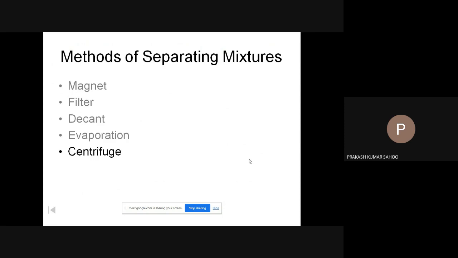Centrifuge, already told, is just an application of your gravitational or thermal field. Then the very important one, that is chromatography. This will be the best separation technique, which is based on the static and mobile phase. We will have a discussion on this. Then the distillation process, as we already know, we get ordinary water to distilled water or double distilled water through evaporation followed by condensation.